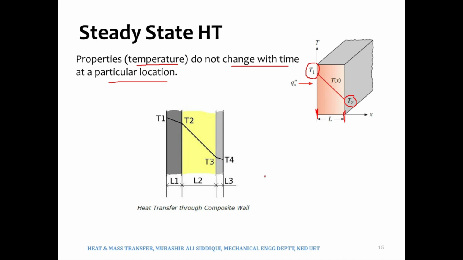This is what we have already covered. Over here it says composite wall. We will come across composite wall later. A composite wall is a wall which is composed of more than one material. Different materials would have different thermal conductivities, which will change the amount of heat transfer even if they have the same thicknesses. We will come across composite walls later.